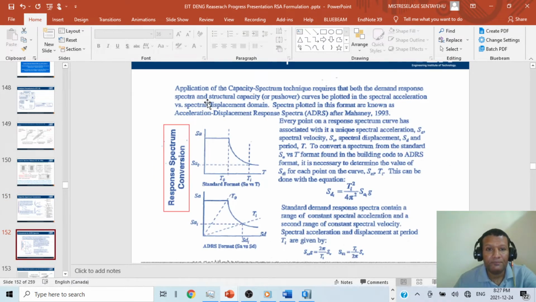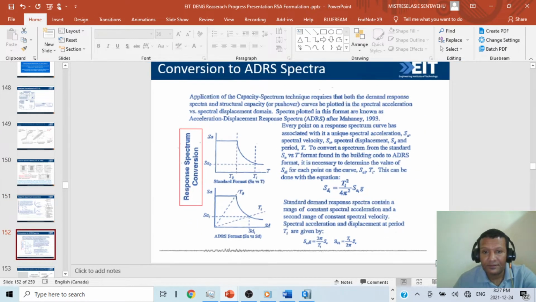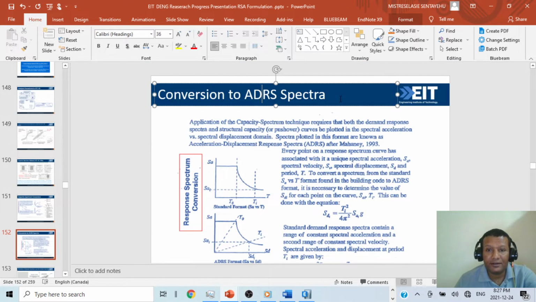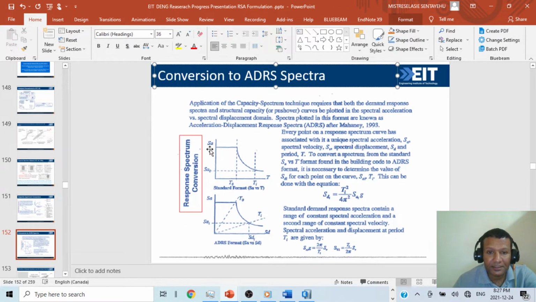We can change. Then conversion of ADR spectra. This is a spectral acceleration to time. Then we have to convert it from spectral acceleration to spectral displacement. This is the ADRS conversion, acceleration displacement response spectrum.